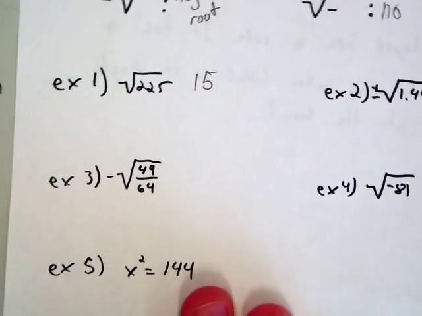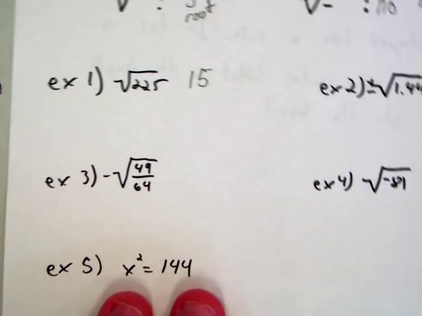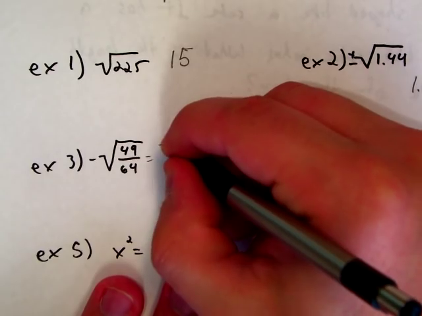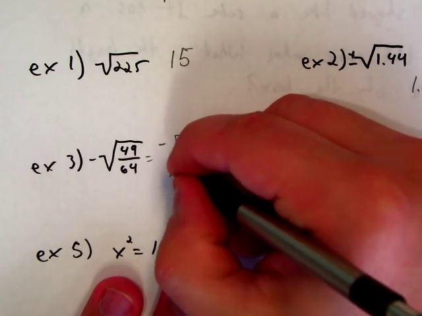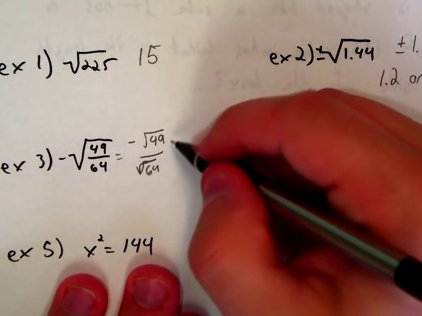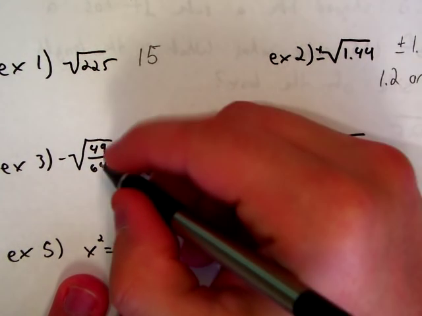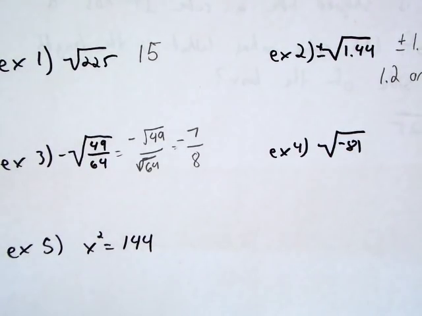Example 3 now, we have the negative root of 49 over 64. How we do this one is we take the square root of the numerator and the square root of the denominator. So square root of 49, so we're going to rewrite this. Now this whole thing is going to be a negative. Square root of 49 is 7. Square root of 64 is 8. And because we're looking for the negative root of that, we're looking for negative 7/8.